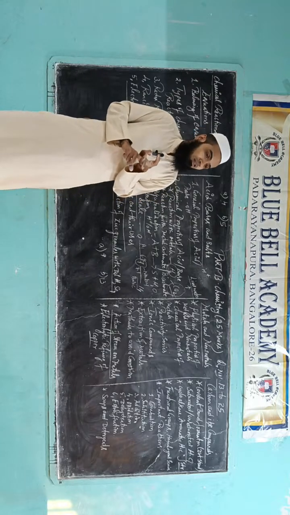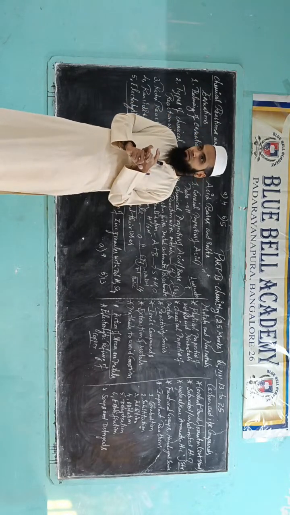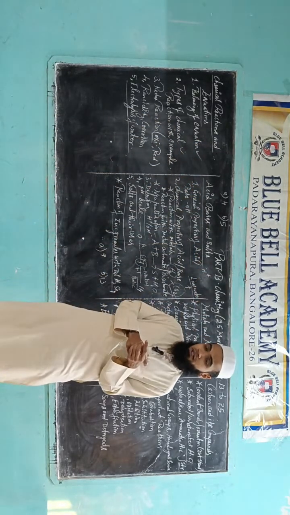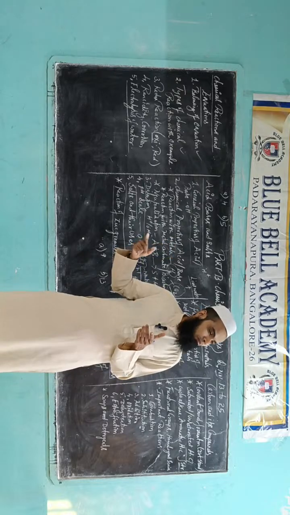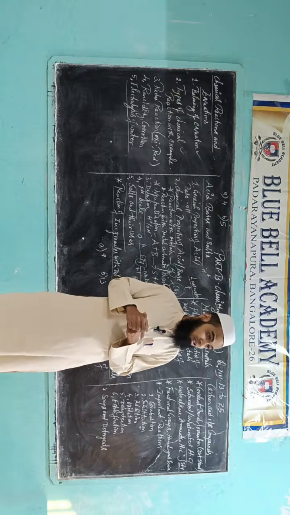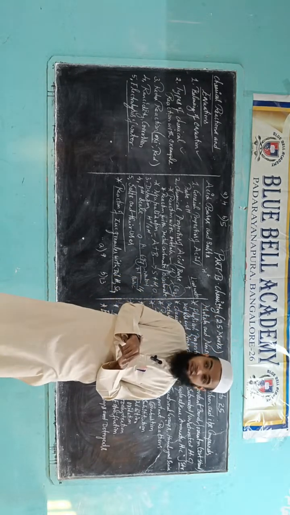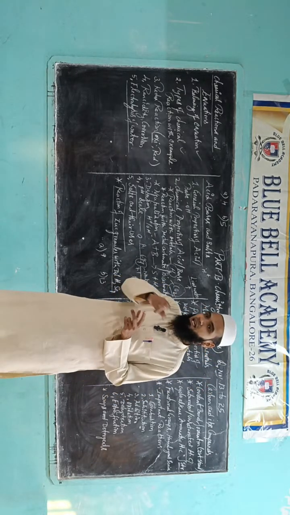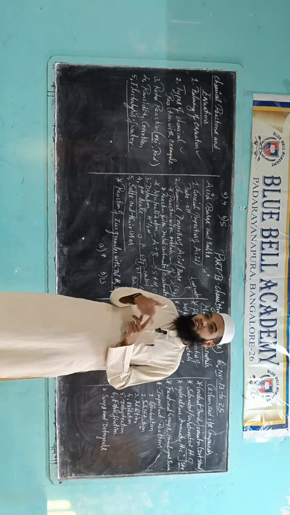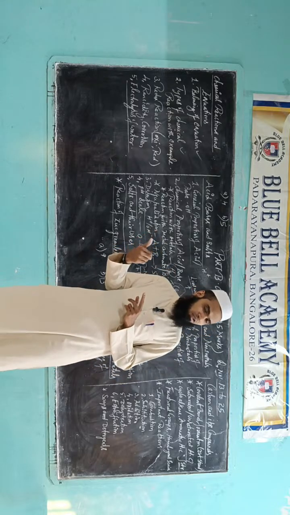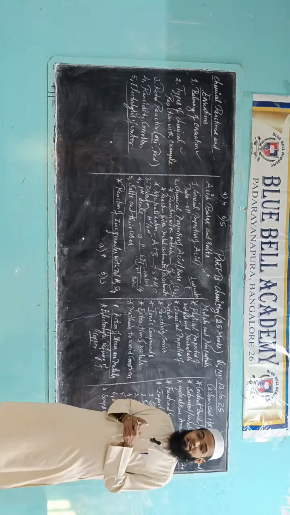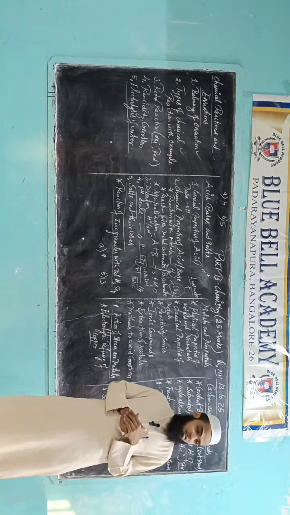Then we have to learn washing soda. The chemical name of the bleaching powder is calcium oxychloride. The chemical name of baking soda is sodium bicarbonate, or hydrogen carbonate. The chemical name of washing soda is sodium carbonate decahydrate, 10H2O. And their uses: it is used to remove the permanent hardness of water, and in the soap and detergent industry you can apply that.